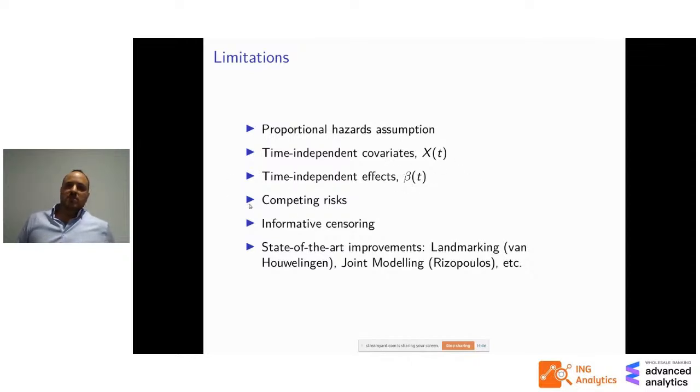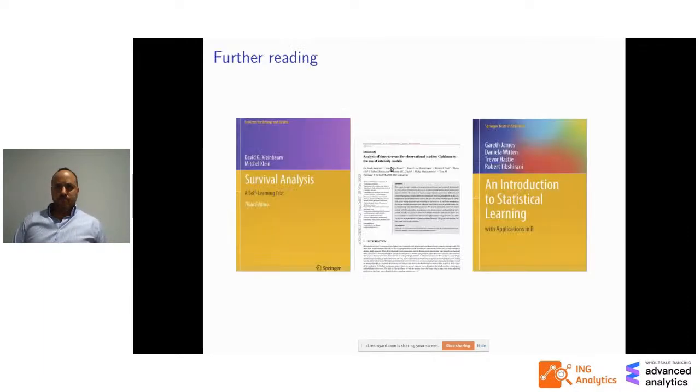One covariate which might induce lower risk at one time might at a later time induce higher risk. There could be competing risks. People can die from all sorts of causes. The censoring might be informative, and many of these are taken care of in these new techniques called landmarking and joint modeling. And you can Google those just to see if you want to read more about them.